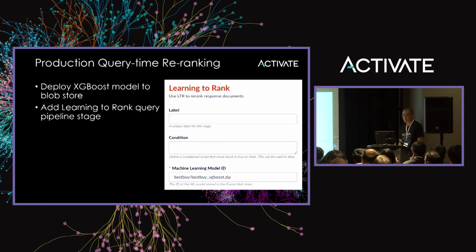And as far as production query time re-ranking, we deploy the XGBoost model to the blob store and add a learning to rank query pipeline stage that references that blob, and it's going to go and re-rank documents according to the model that we trained.